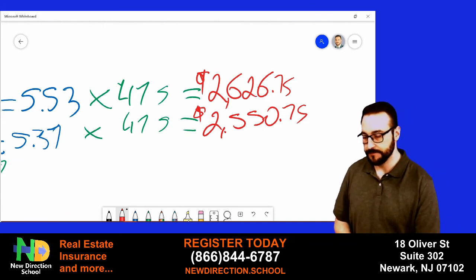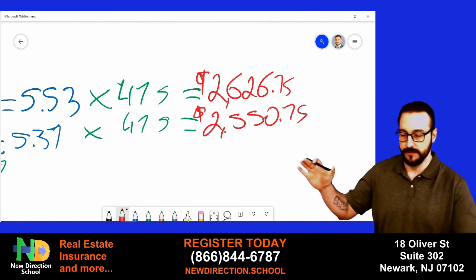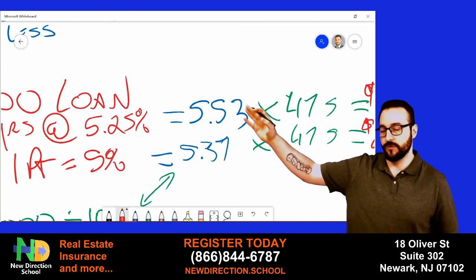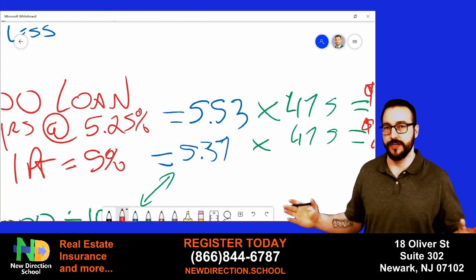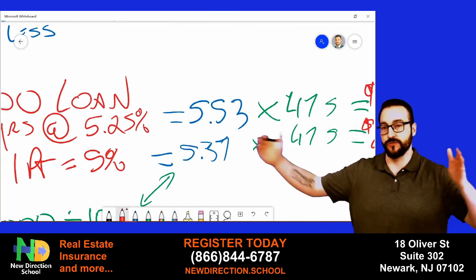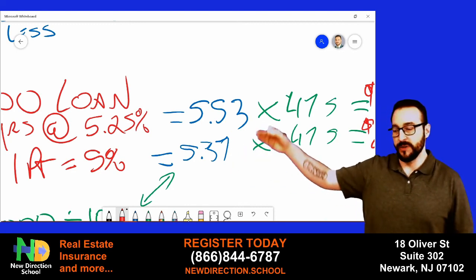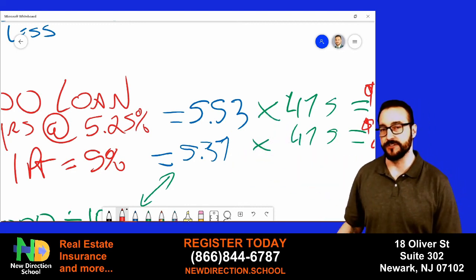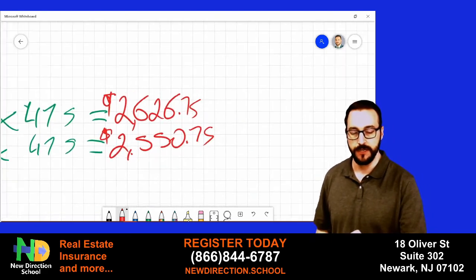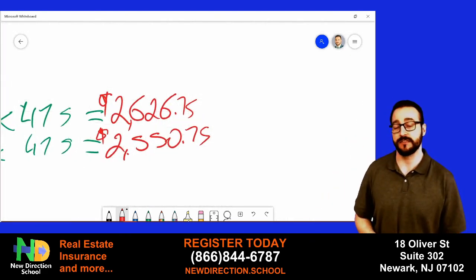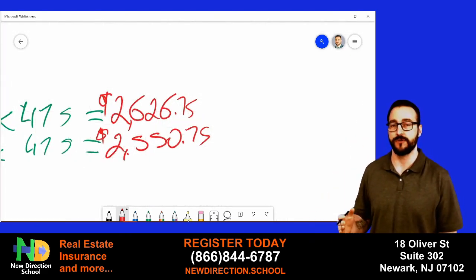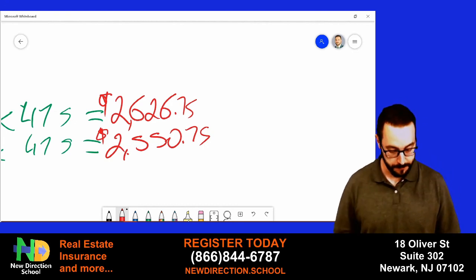I mean, the question is, do you want to pay 5.25 or do you want to pay 5? It's for 30 years, right? So the term, the duration doesn't change. But that 0.25% makes a difference. That 0.25% just dropped you from 2,626. It dropped you to 2,550, right?